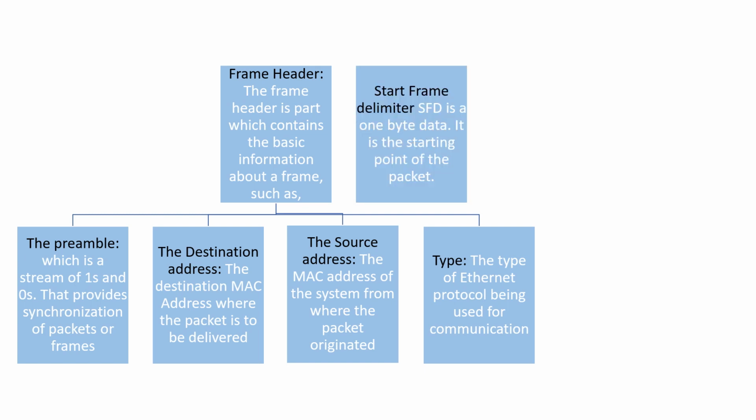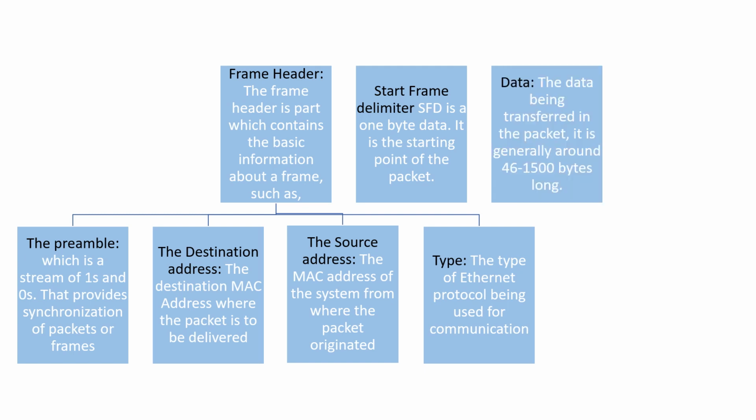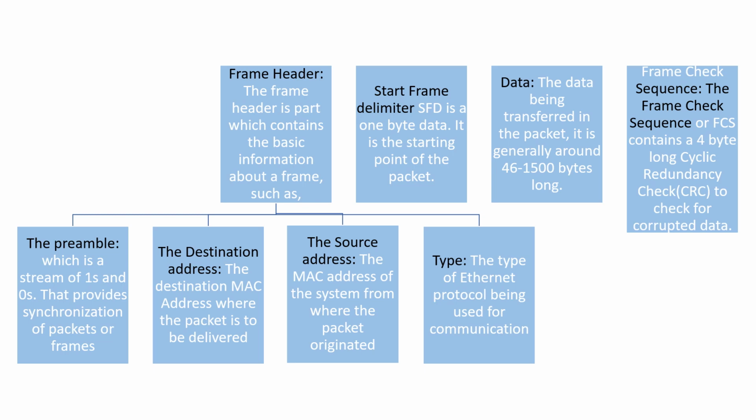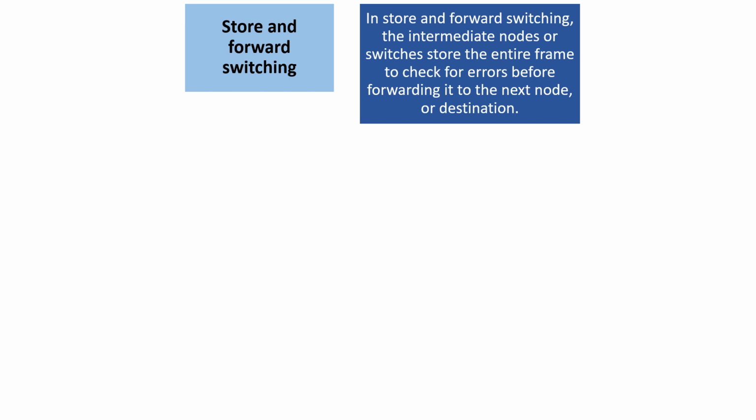And the next part of the frame, according to the standard, is the start frame delimiter, that is 1 byte. It is the starting point of the packet, and the data is the data being transferred in the packet. It is generally around 46 to 1500 bytes long. And the frame check sequence, or FCS, contains a 4 byte long cyclic redundancy check to check for corrupted data. So these are all the parts of the frame, and now we can move to the various switching modes. The first mode of switch is the store and forward switching.